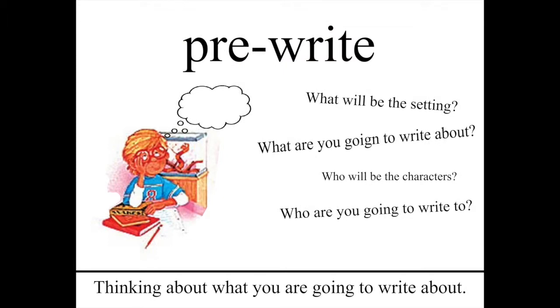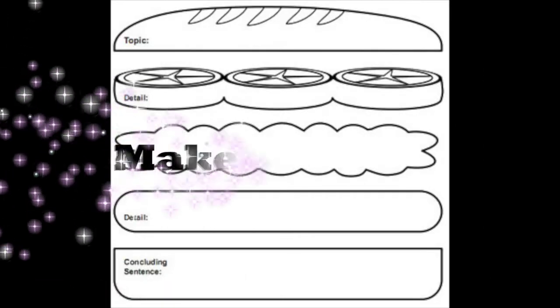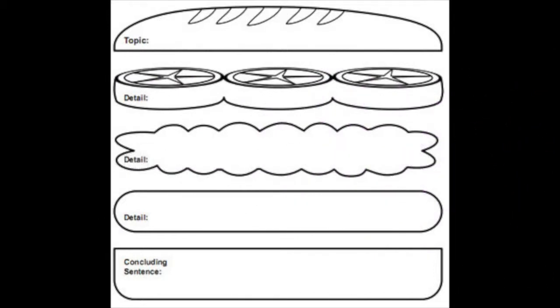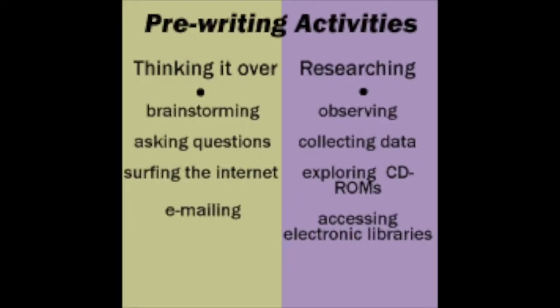Here are some examples. What will be the setting? What are you going to write about? Who will be the characters? Who are you going to write? Think of it as making a hamburger. Topic, sentence, detail, detail, and detail, and close it up. The middle part is the main part of your writing.